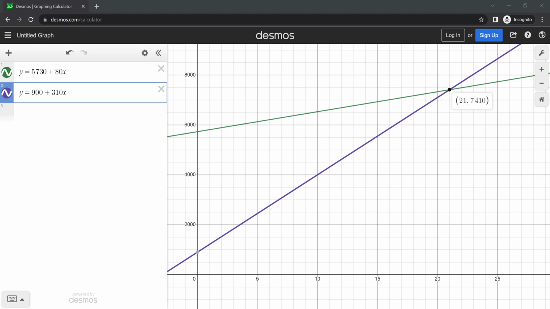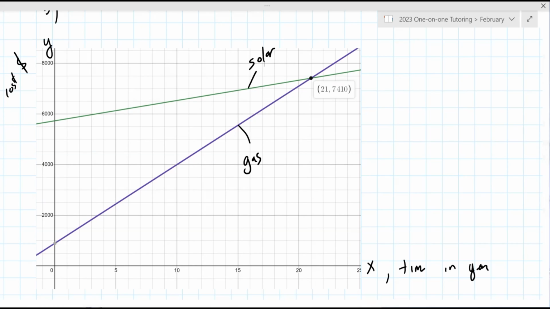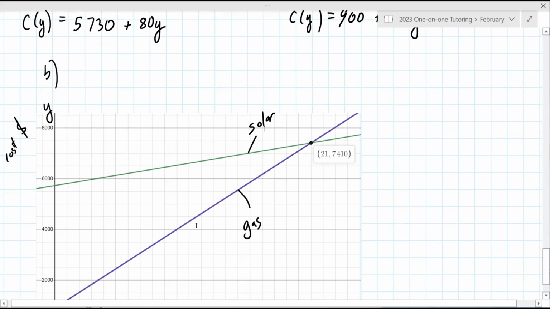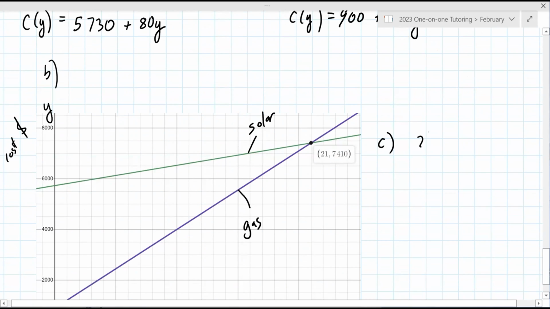Let me go back to the other screen. A couple things to pretty this up: we want to indicate that x is time in years, y is the cost in dollars, and you might want to indicate that the first one is the gas and the second one is the solar. In practical terms, you have to decide whether it is going to last 21 years or not. That's a different question altogether. But part C is the answer to that. It's right there: 21 years.